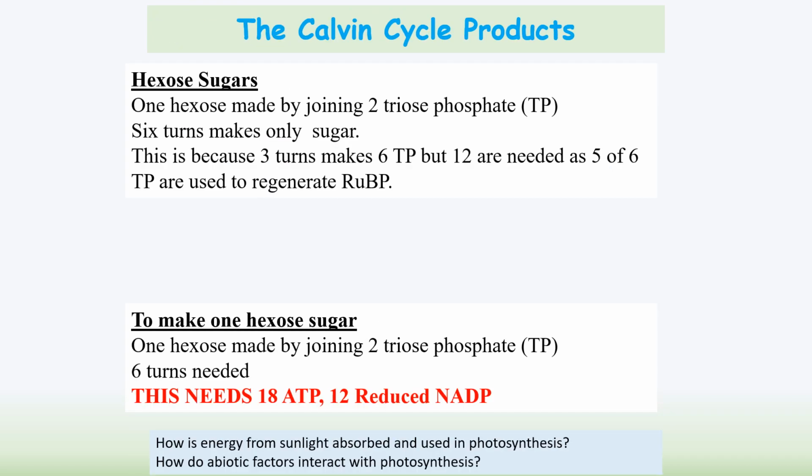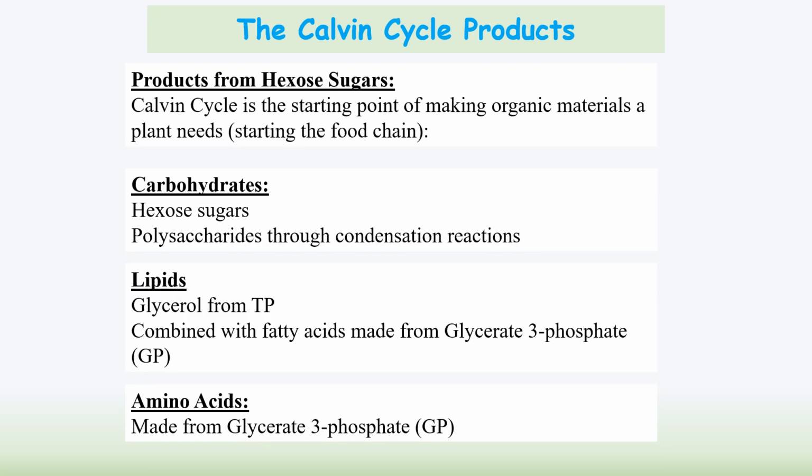The products of the Calvin cycle, a light independent reaction, are hexose sugars, and as I said, they are made by joining up 2 triose phosphate molecules. They can then be further converted into other hexose sugars. These products are, as I said, different carbohydrates. You can get lipids from triose phosphate, combined with fatty acids from the glycerate-3-phosphate. So you can get a mixture of glycerol and fatty acids, and amino acids can be made directly from the glycerate-3-phosphate as well.